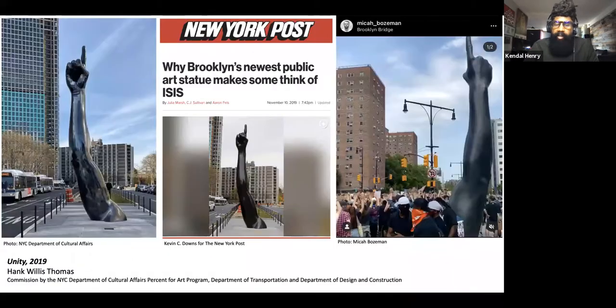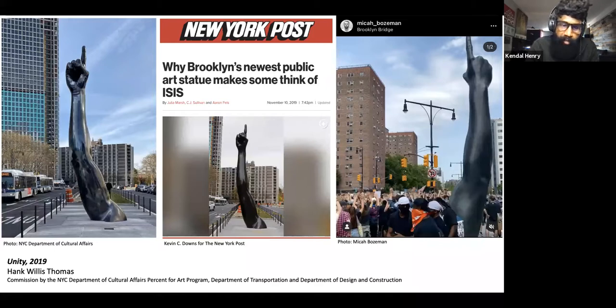And like I mentioned earlier, a lot of artists are re-looking at how to memorialize things or creating new monuments. Sometimes those new ways of looking at monuments have been a little hard to swallow for some of the public. This is Hank Willis Thomas's Unity, which was installed in 2019. A few days after we installed it, somebody complained that the symbol of the one finger being raised was an ISIS symbol. And so we had to, of course, address that.